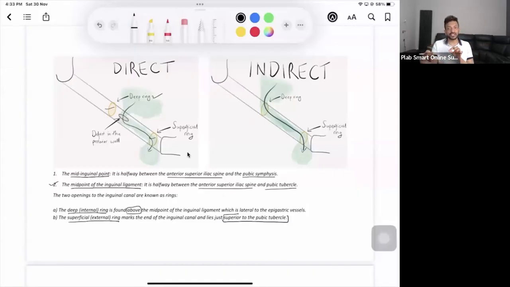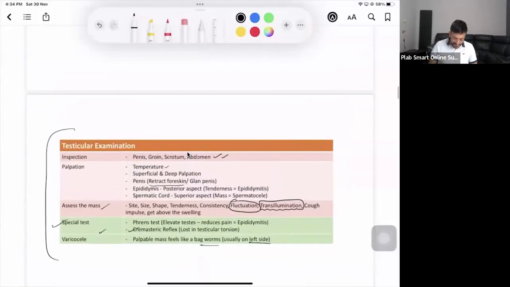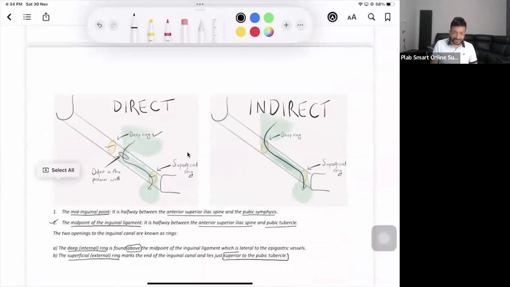For inguino-scrotal examination teaching, you can start with the testicular examination and then teach this, or start teaching this and then teach the testicular examination. The best thing would be to ask the student, what do you want me to start with? Do you want me to start with these landmarks first, or the testicular examination first? That's how it is done. All right, so this is a testicular examination, and this is your inguinal area landmarks.